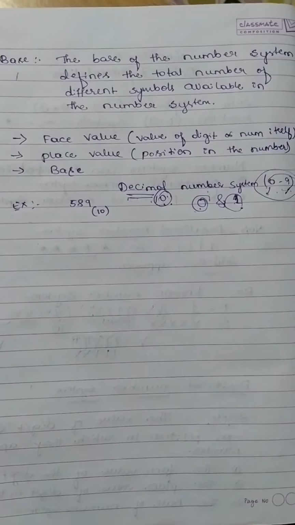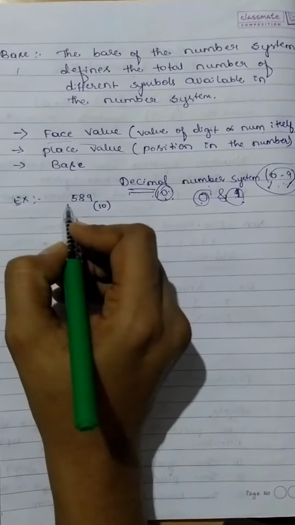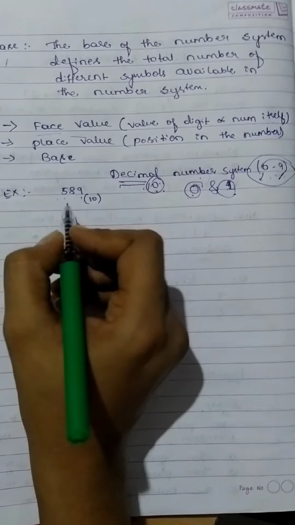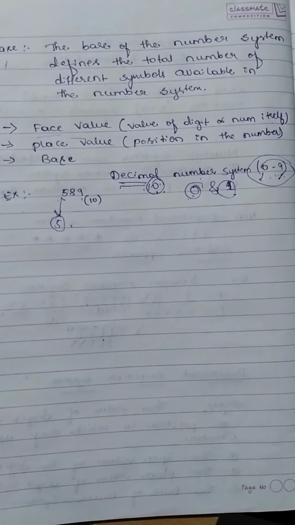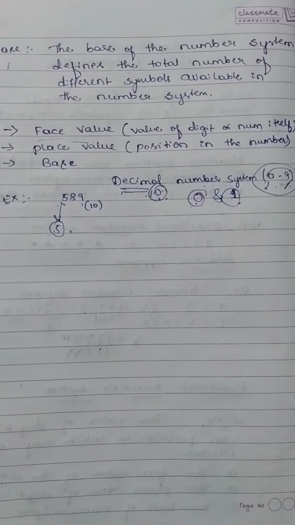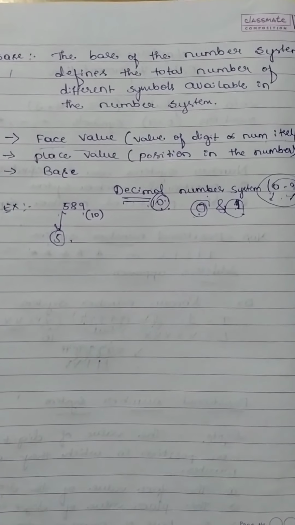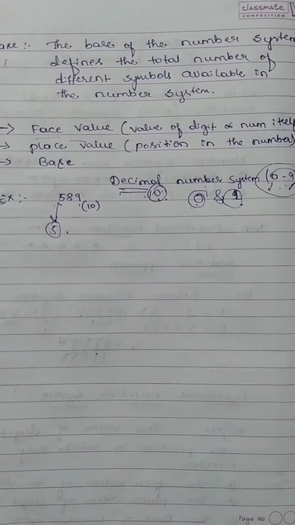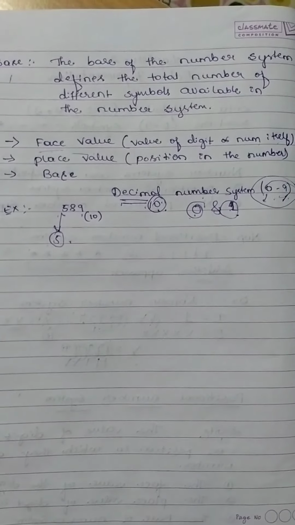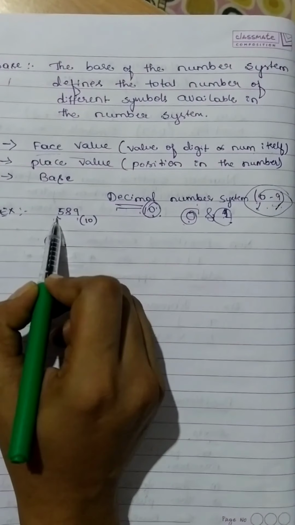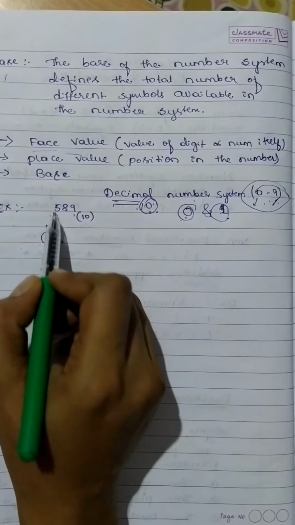Okay, so then the numbers depend on what? Face value. What is face value? The value of a digit or a number itself. For example, if you consider 589, then what is the face value of this 5? Itself. Consider a 2 rupees coin. What is the face value? 2 rupees only, right? If you consider a 500 rupees note, then what is the face value? 500 rupees only, like that. So in this example, the face value of this 5 is 5.